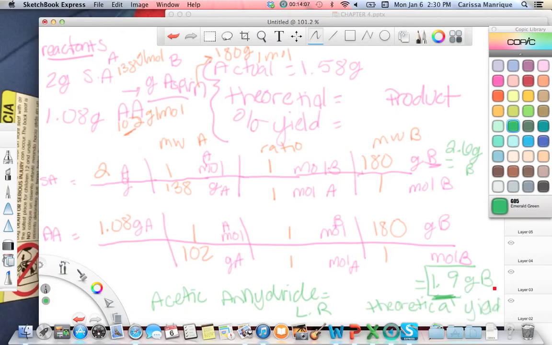So when you go from grams of A to grams of B for both of your reactants, whichever one produces the smallest number, that one is your limiting reactant, and it also gives you your yield, meaning you can only make up to 1.9.